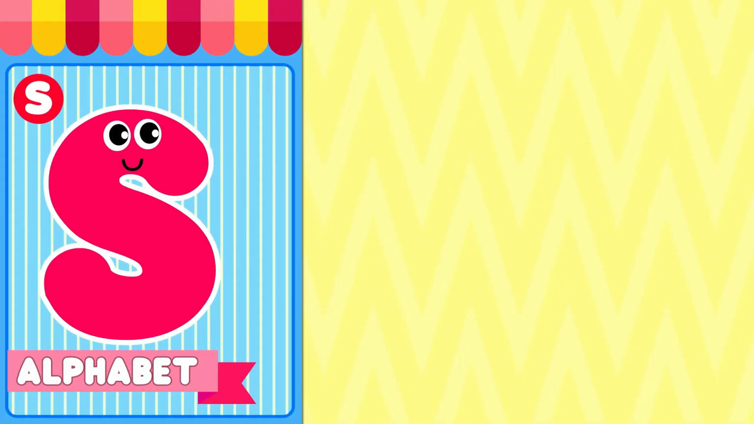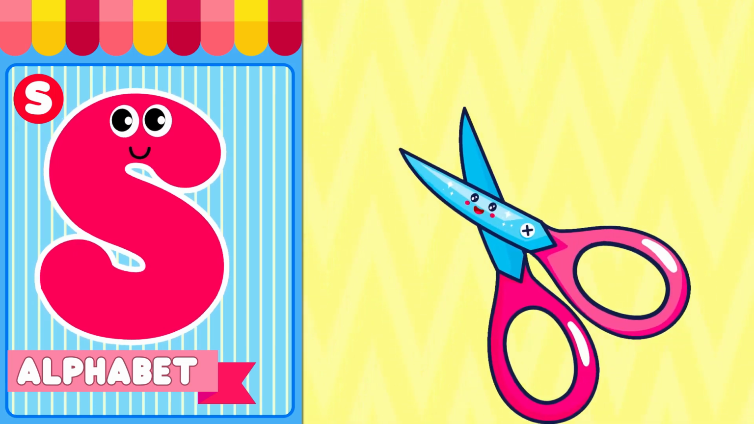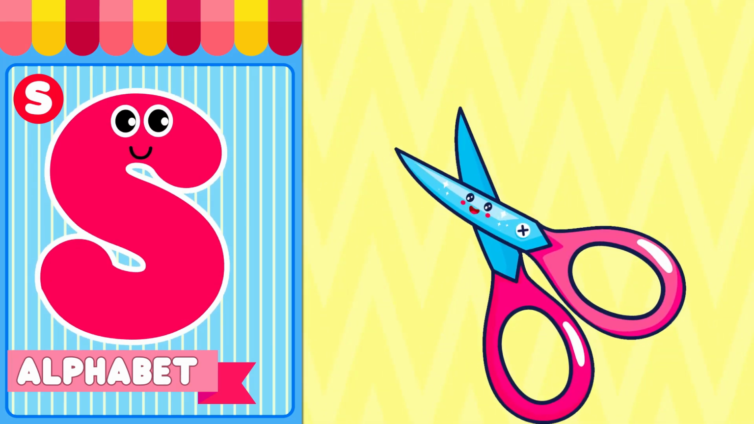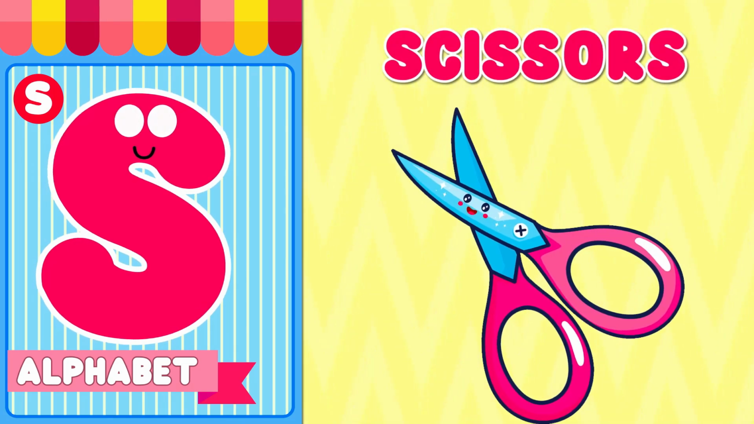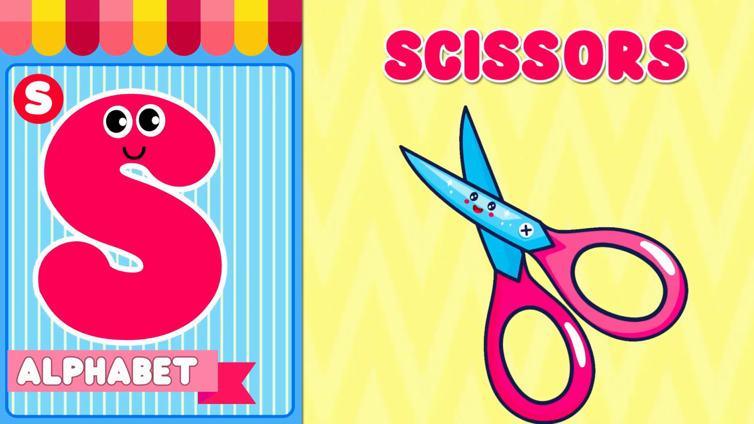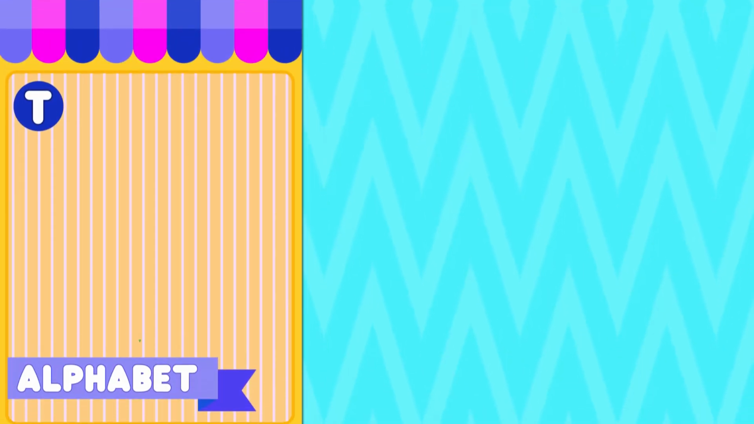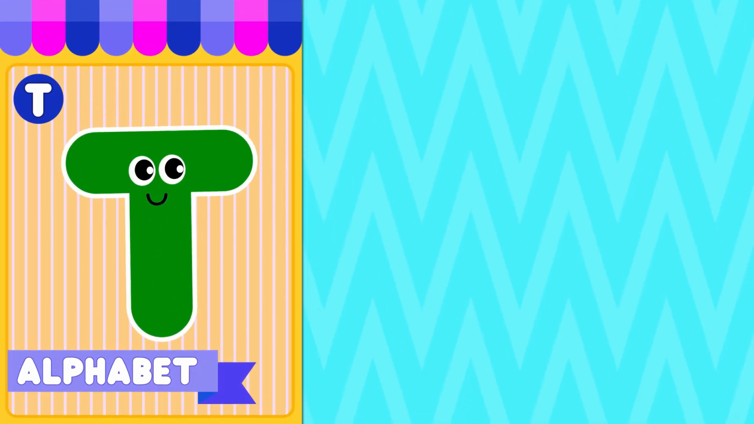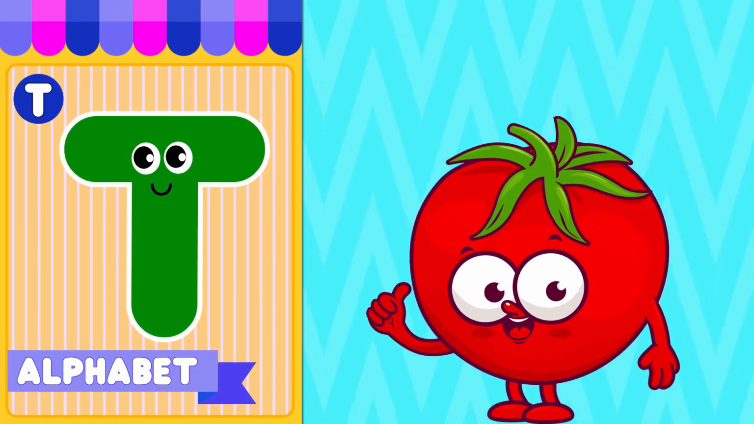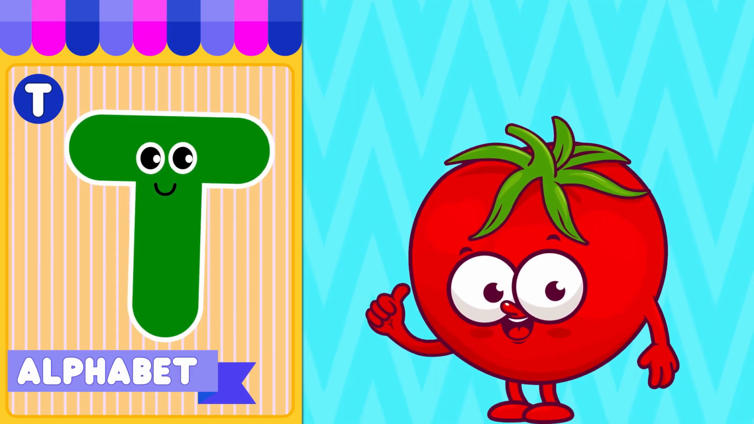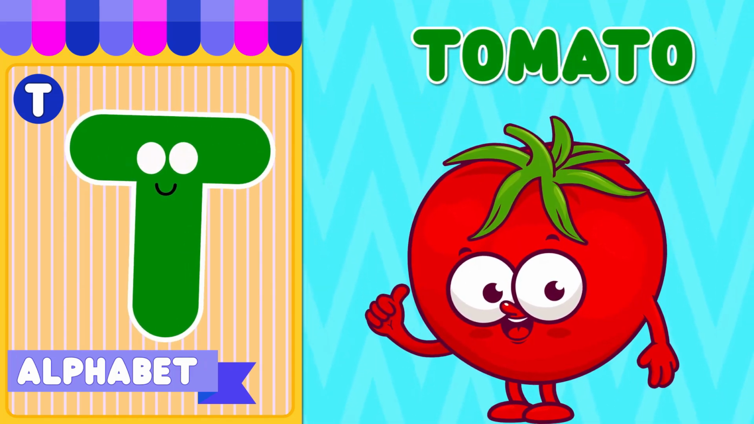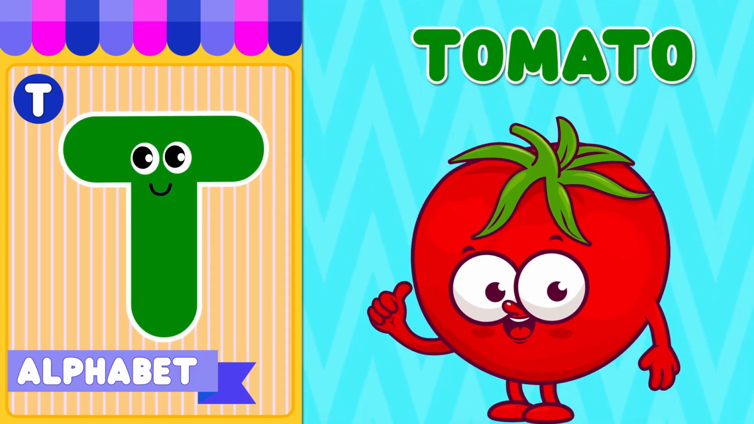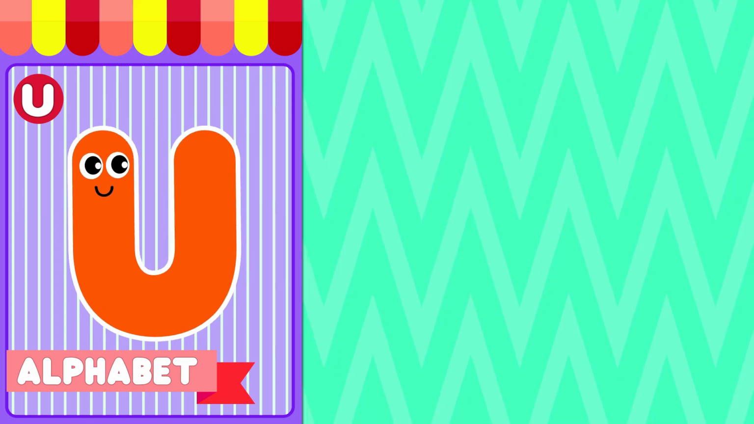It's the alphabet S. S for scissors. Scissors. S for scissors. It's the alphabet T. T for tomato. Tomato. T for tomato. It's the alphabet U.